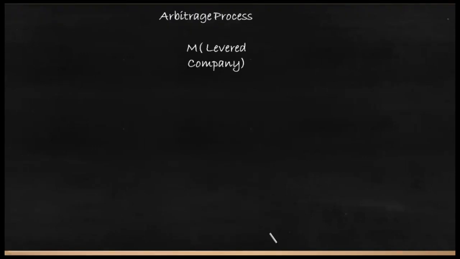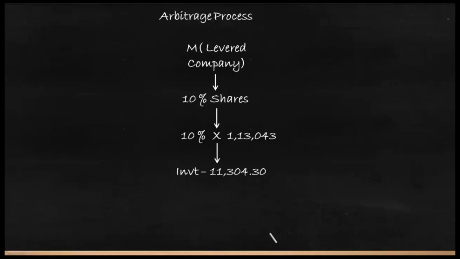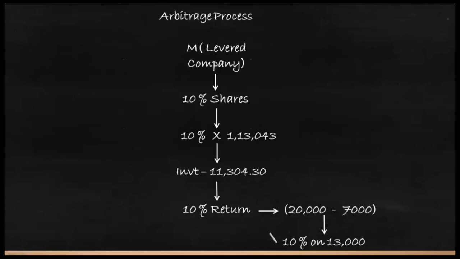M is a levered company. Let's say you are holding 10% shares in M, the levered company. It means 10% on 1,13,043, meaning you will be having an investment of 11,304.3. Now this investment will fetch a 10% return, and that return is on profits. It is 20,000 minus 7,000, that is 13,000, multiplied by 10%. You will get a return of 1,300 by having shares in M, the levered company.